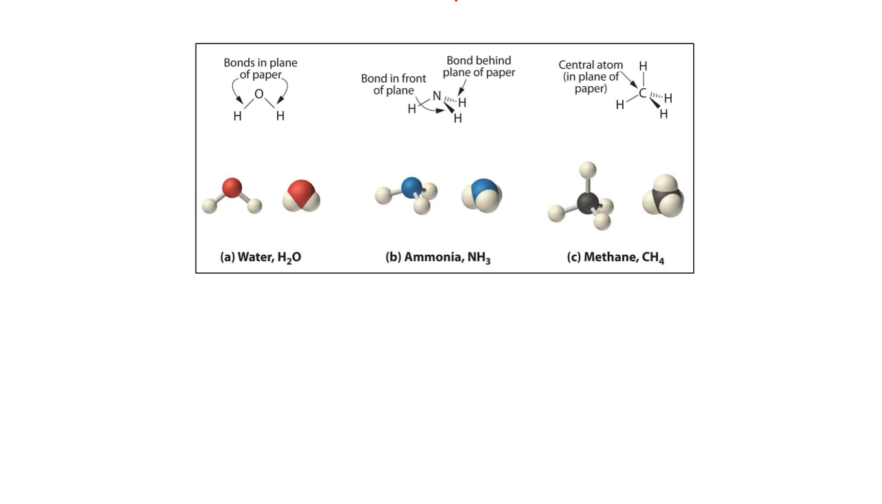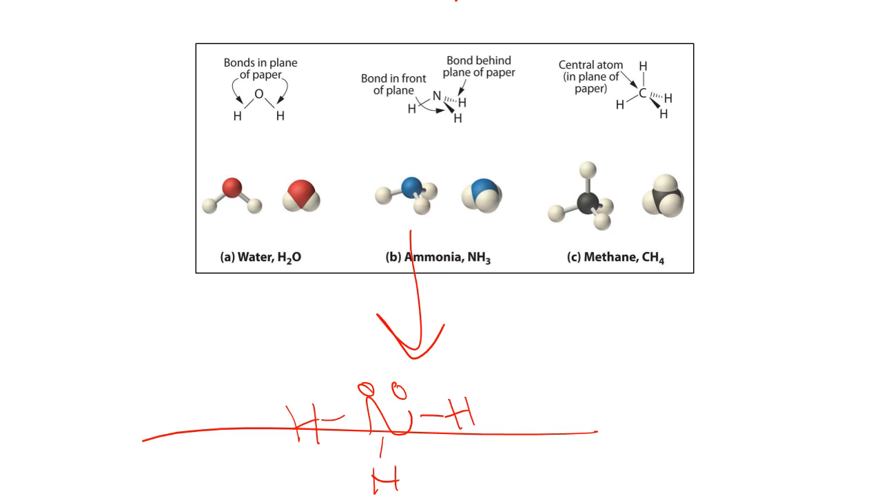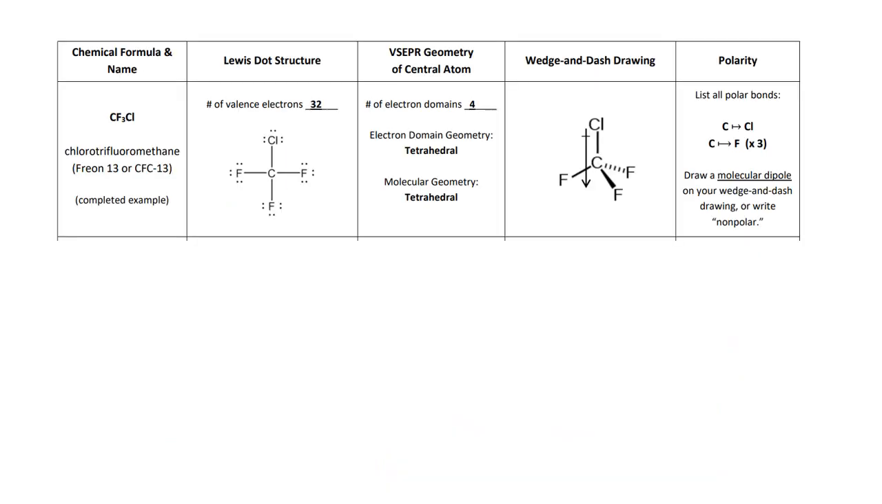Ammonia, if we drew the Lewis structure for that, N, this is sort of a 3D thing. This is just from your lab. Look at that, we definitely see an asymmetry there. And then methane, if we drew the Lewis structure, it's like this, CH4, that is symmetrical, so that's going to be nonpolar. All right, so let's do a couple that are in your lab.